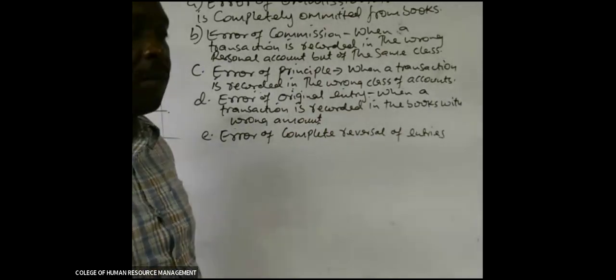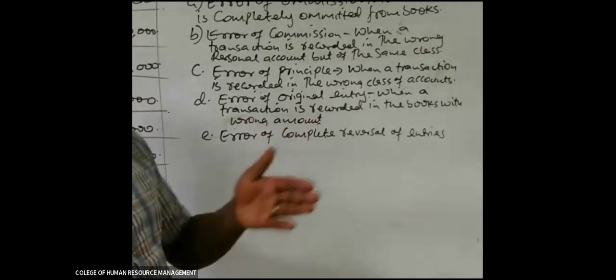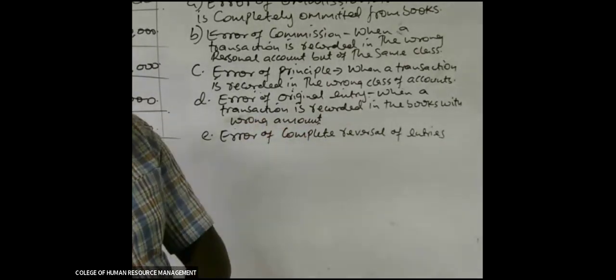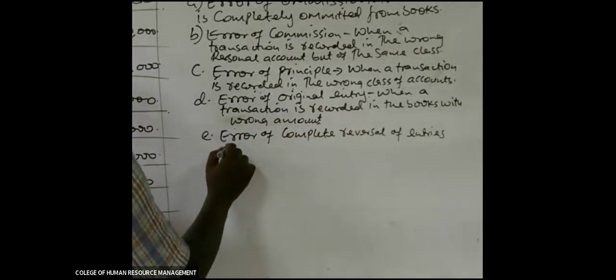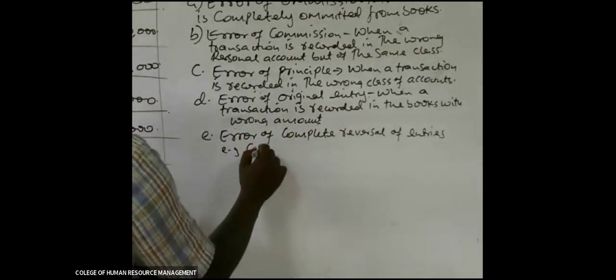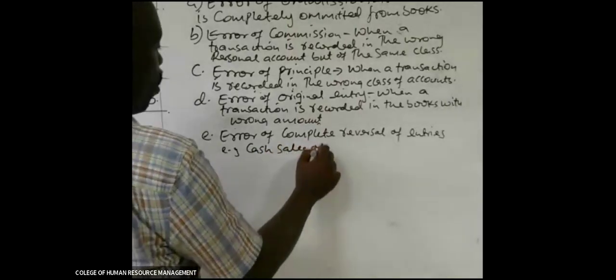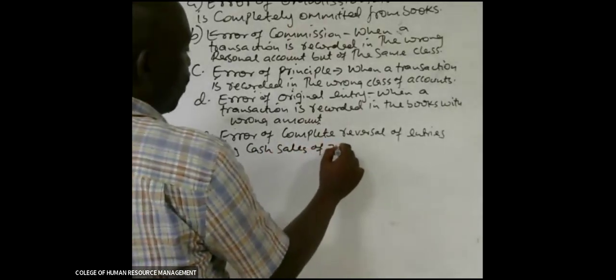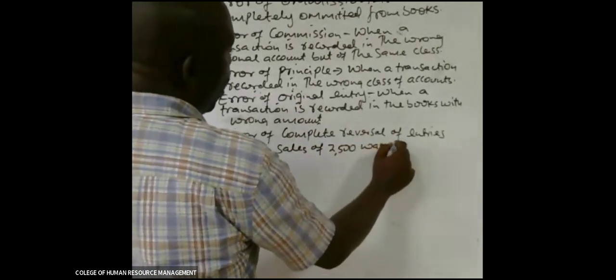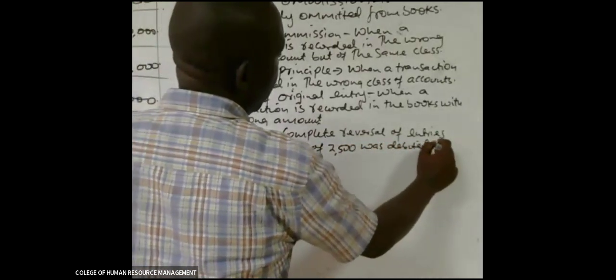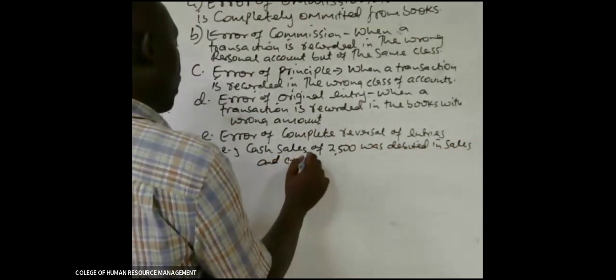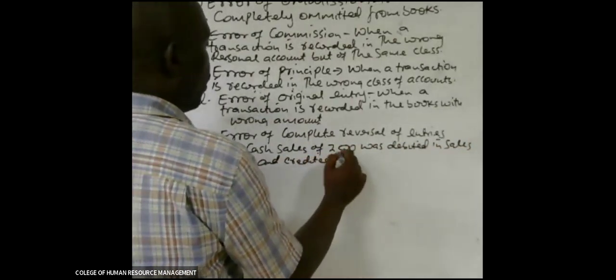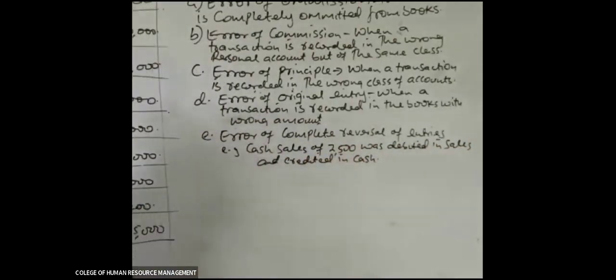You reverse the entries. Instead of maybe debiting cash, you credit cash. Instead of crediting bank, you debit bank. Like for example, cash sales of 2,500 was debited in sales and credited in cash. That is an error that you have done.